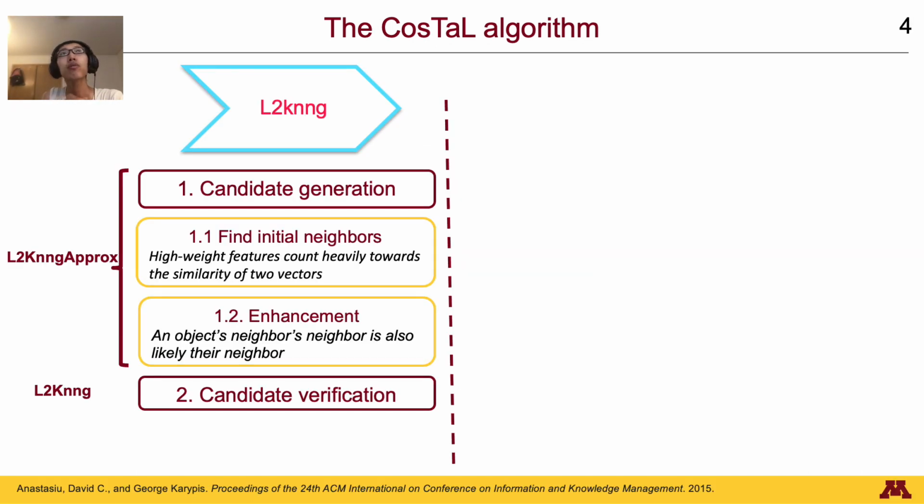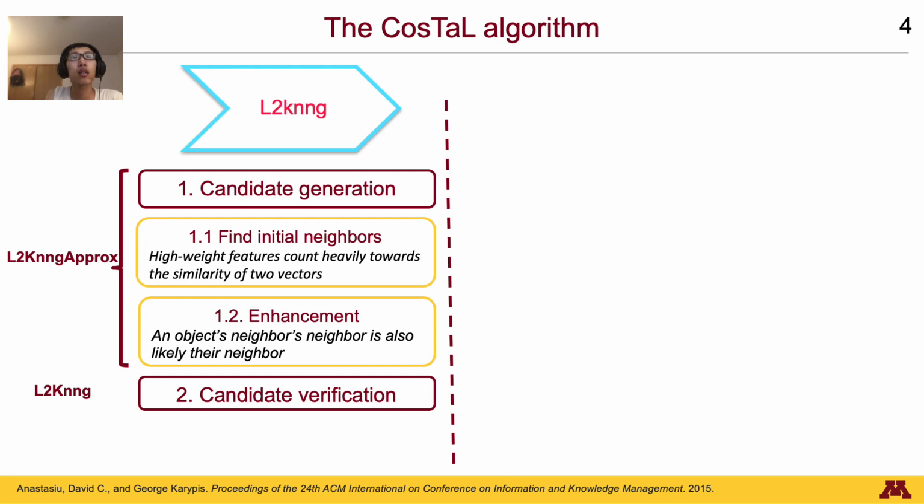So back again for the reason why L2KNG is such an efficient KNN graph mapping algorithm, I will quickly walk you through how it works. It takes two steps for L2KNG to return the KNN. The first step is known as the proxy step, which is to generate the candidates efficiently. And the second step is to verify the candidates to make sure that they are the exact neighbors.